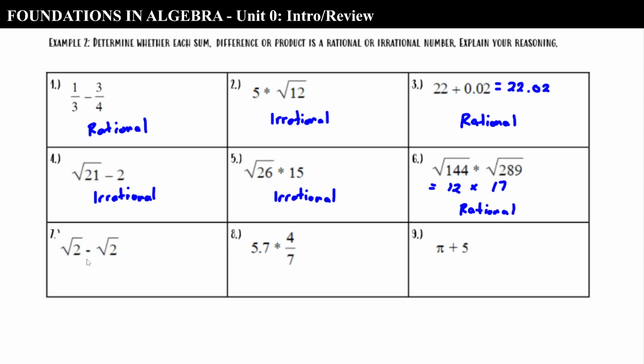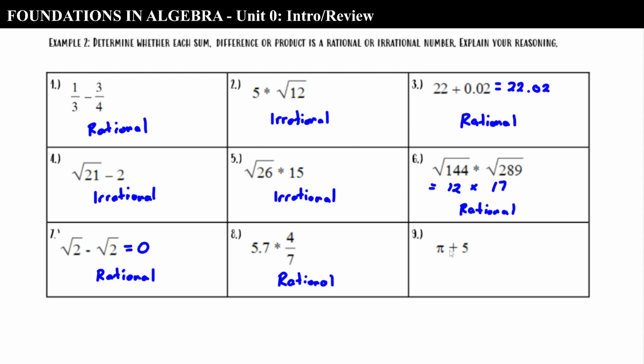All right, square root of 2 minus the square root of 2. This is an irrational minus an irrational, but anything subtracted from itself gives you 0, and 0 we know is rational. All right, this is a decimal, but it's rational. This is a fraction. It's rational. Rational times a rational gives us a rational.